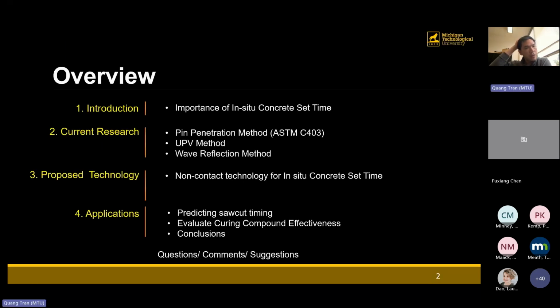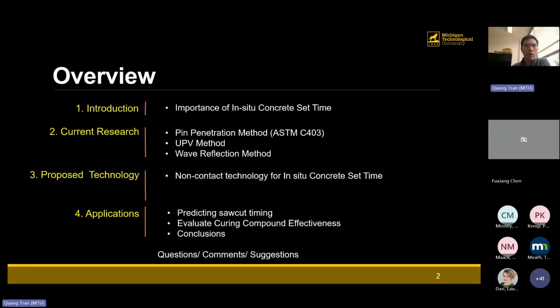So my talk today includes four parts. In the first part, the introduction, I will talk about the importance of in situ concrete set times and the current research that we've been doing to determine the concrete set time in the lab and in the field, and then what their limitations and challenges are, and what our motivation is to propose these non-contact technologies to overcome those challenges of the other existing methods.